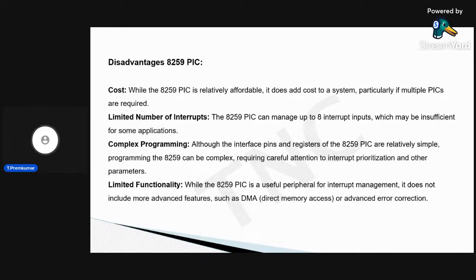In the case of cost, it adds to the cost of a system, particularly if multiple PICs are required. Limited number of interrupts: it can manage up to 8 interrupts at a time, which is insufficient for some applications. In the case of complex programming, it is relatively simple, but the programming can be complex and requires careful attention to interrupt prioritization and other parameters. In the case of limited functionality, it can be useful for peripherals for interrupt management, but it does not include more advanced features such as DMA or advanced error correction.